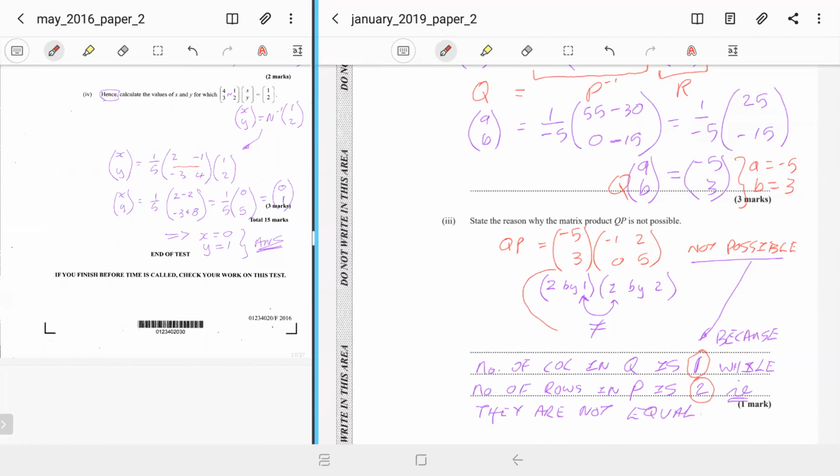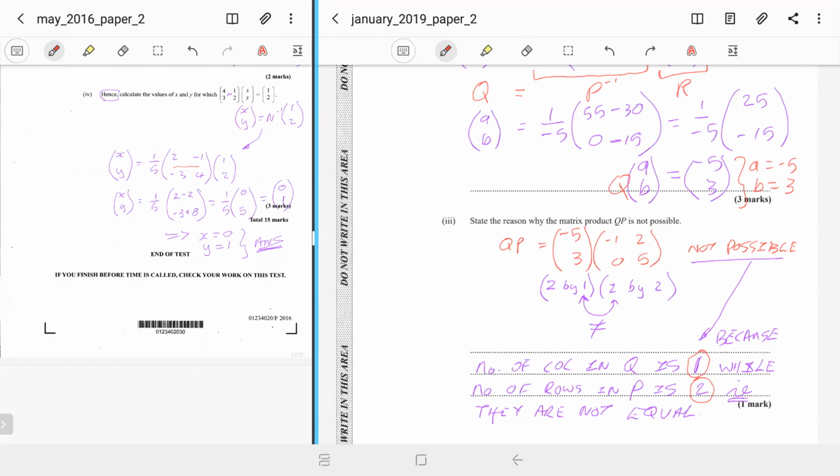And I draw that. I do this for my exam paper too. I am putting that on my exam paper as well, so the examiner sees it. It shows them not equal. See, put the arrow, see me write this. Not equal. And then write that statement there. So you get full marks if you do that in the exam, just as I've written it there. The number of columns in Q is 1, while the number of rows in P is 2. That is, they are not equal. That is the reason why it is not possible.